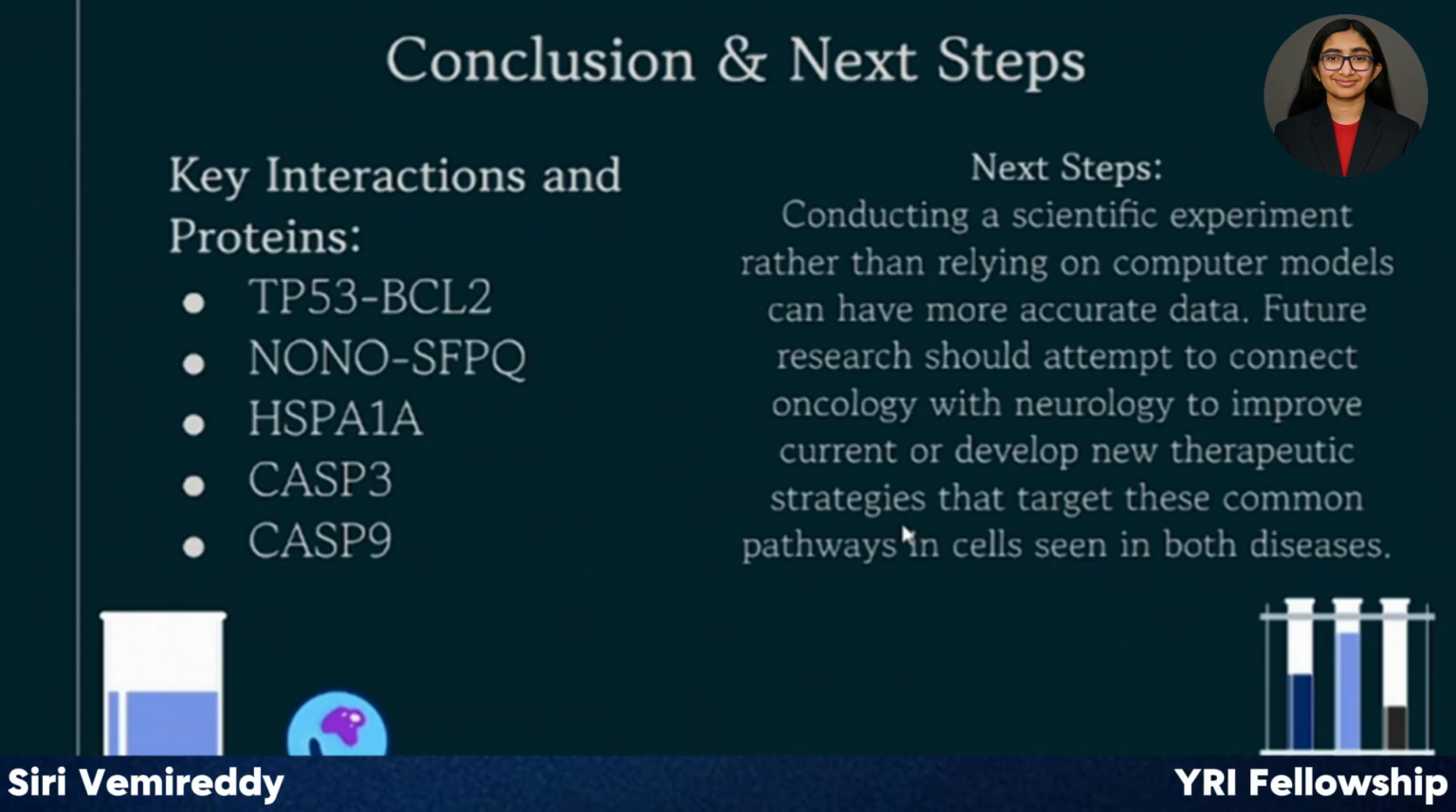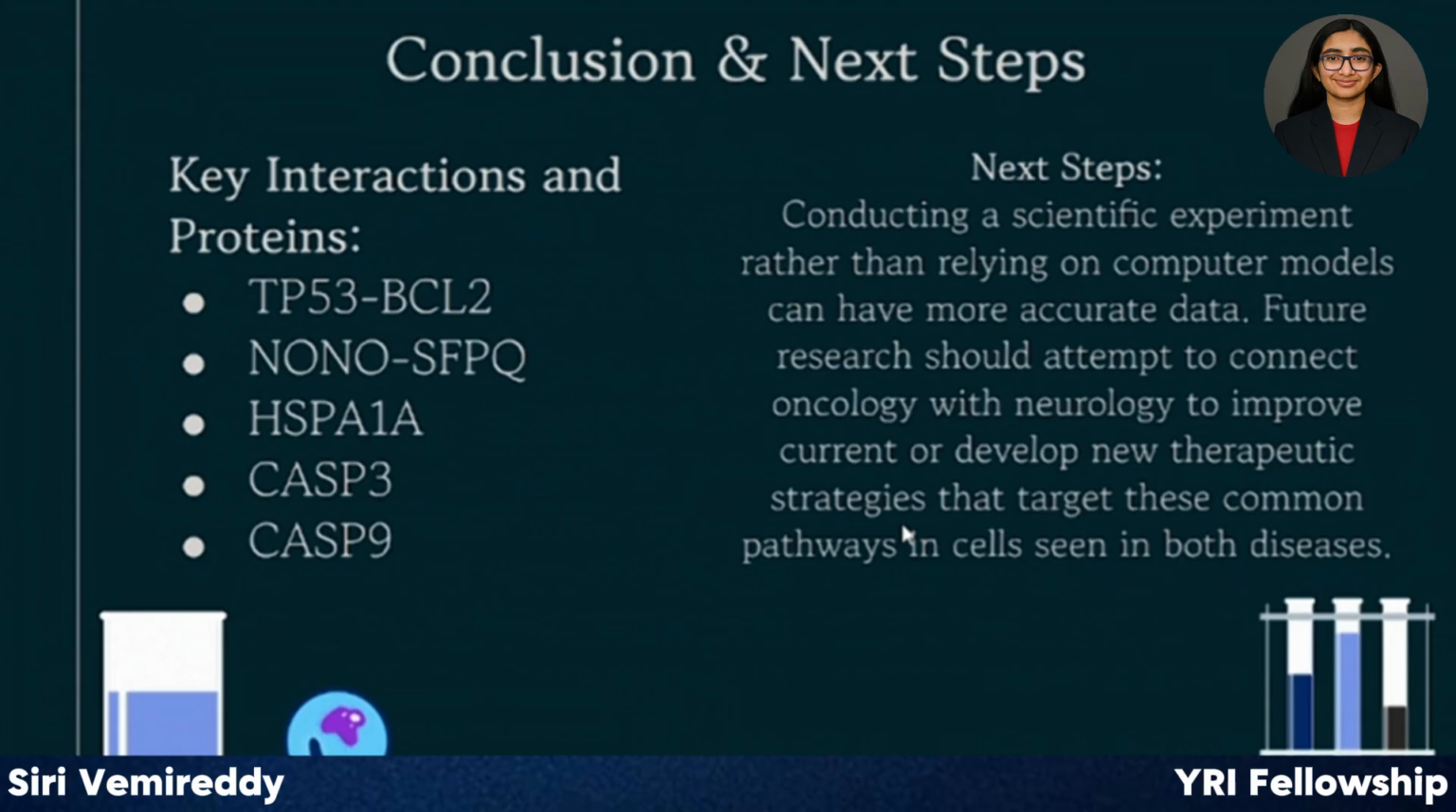And for our conclusion, we were able to identify the key interactions and proteins that help formulate these 2 types of diseases, which are the TP53 and BCL2 interaction network, which aids in responding to cellular stress and controlling apoptosis. We have the NONO and SFPQ interaction, which aids in RNA splicing and DNA repair. And we have the HSPA1A protein, which refolds proteins when they are misfolded. We have the Cas3 protein, which mediates apoptosis, and the Cas9 protein, which regulates the mitochondrial functions.